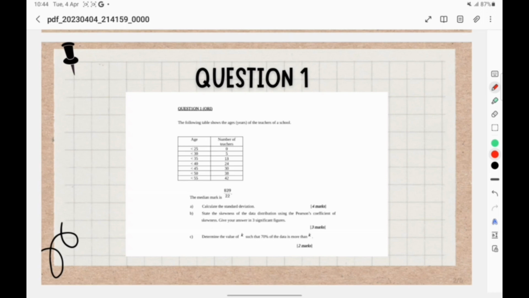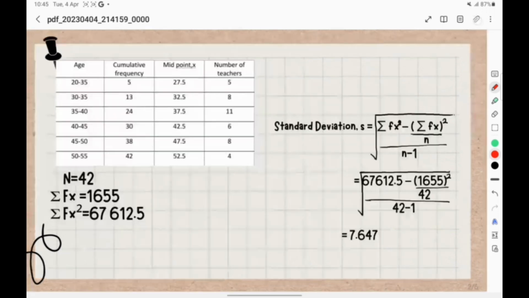The following table shows the ages in years of the teachers of a school. The median given is 839 over 22. A. Calculate the standard deviation, while B. State the skewness of the data distribution using the Pearson coefficient of skewness. Give your answer in 3 significant figures.